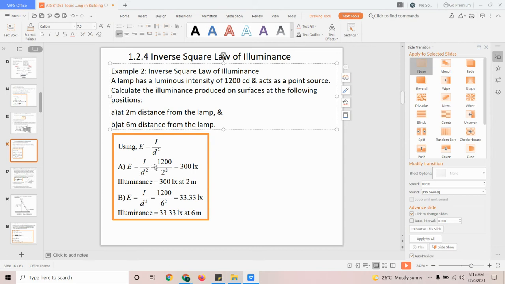So when we calculate it out, we find that at 2 meters, there are 300 lux reaching the surface, and at 6 meters, only 33.33 lux reaching the surface. So this is all just a theoretical calculation.